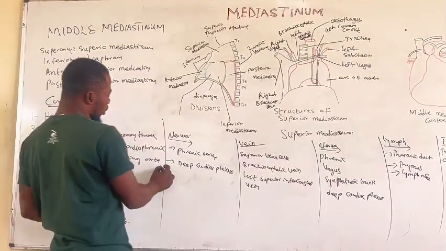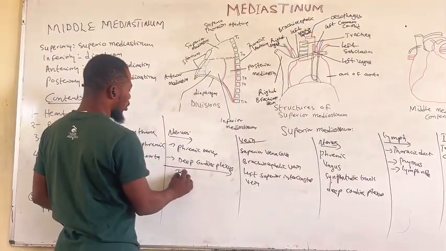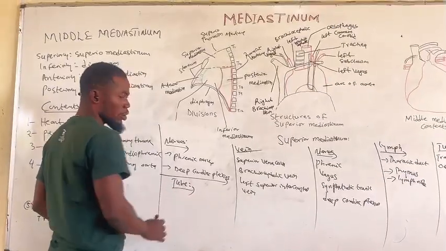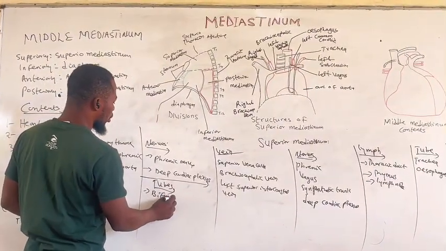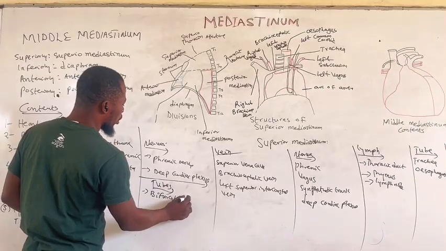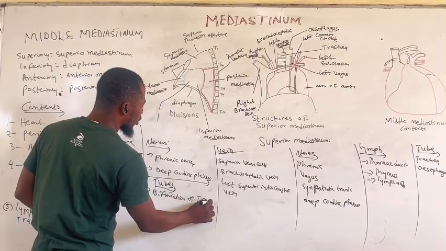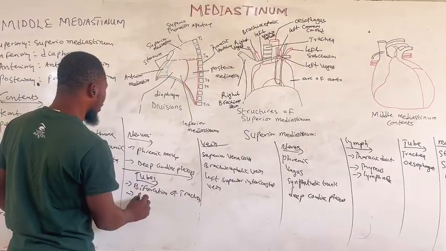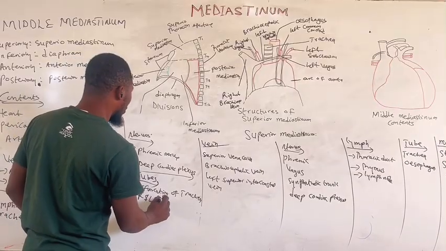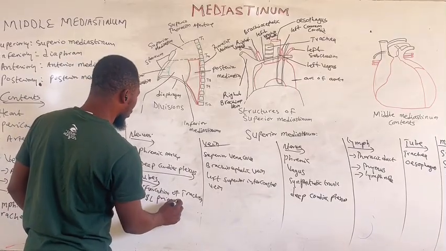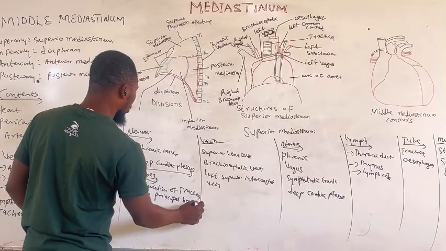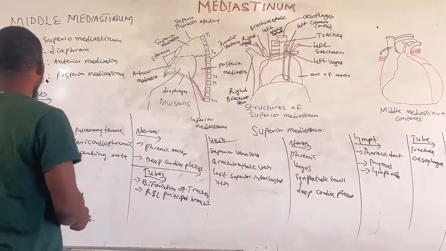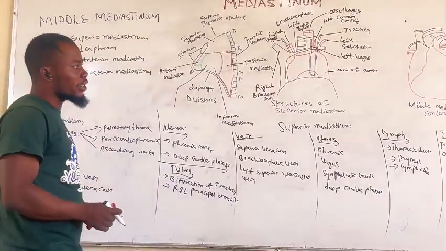There are also tubes that you can find in the middle mediastinum, such as the bifurcation of the trachea, as well as the right and left principal bronchi. So these are the contents of the middle mediastinum.